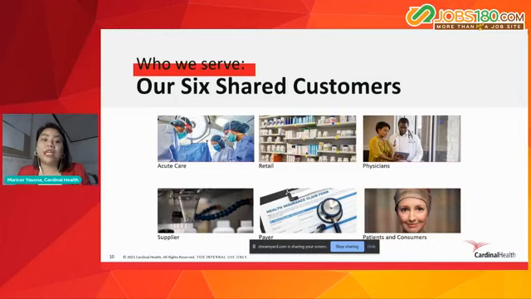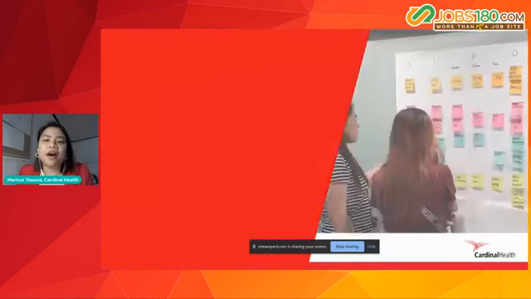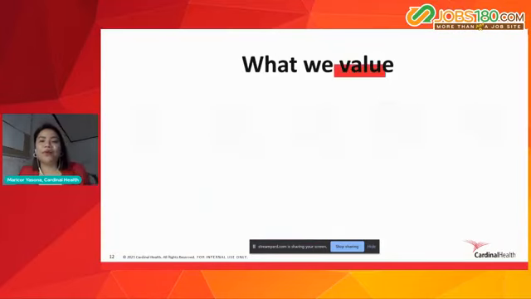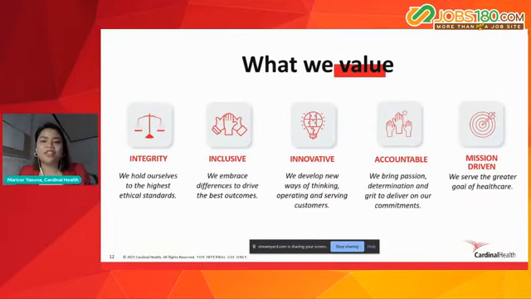And to do that, we have a clear roadmap on where we are going, how we will succeed, and what we value. So at Cardinal Health, we are guided by our five core values to help us become, and more importantly, remain a conducive and inclusive workplace for all of our team members. So we consider every employee as a family member. I know you've been hearing that from JP, and we consistently strive to foster an environment where everyone can bring 100% of their genuine selves to work. So of course, as you can see, what we value is integrity, inclusivity, innovation, accountability, and being mission-driven.